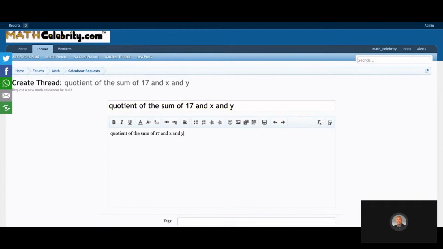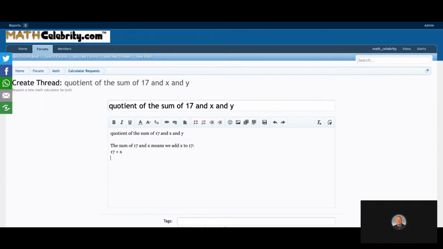So first in our stack of problems today, a student asked the quotient of the sum of 17 and x and y. If you take a closer look at this, we've got two parts: the sum of 17 and x, and the quotient of that piece and y. So let's do this by parts. 17 and x, and we add x to 17.